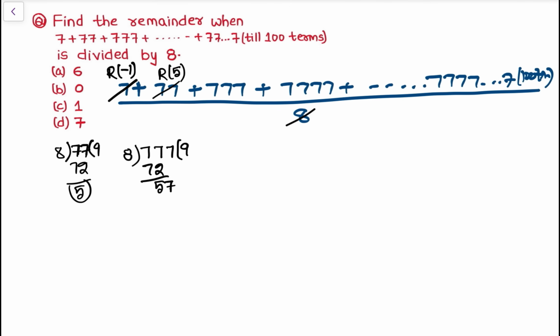See, 9s are 72, then 5 7, 8 sevens are 56. So that is remainder 1. So here it is remainder 1.